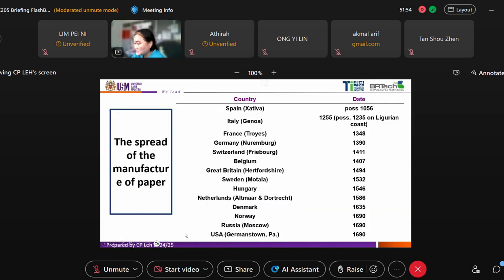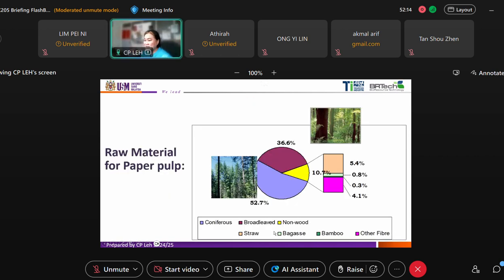Next, there's history. You can study by yourself the spread of paper manufacture from Spain up to the USA. That took about 700 or 650 years, okay? From Spain to Europe up to the US. Then the material for paper making.